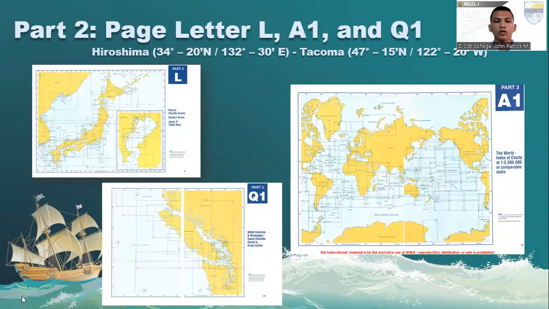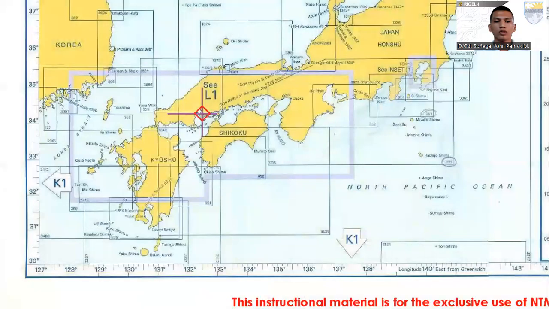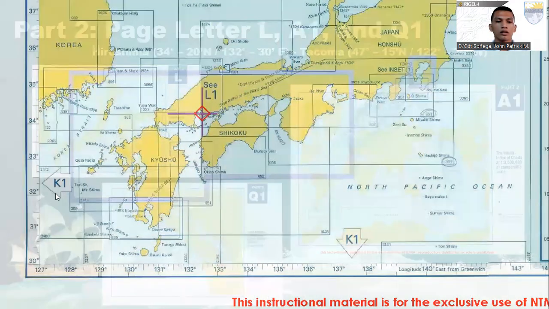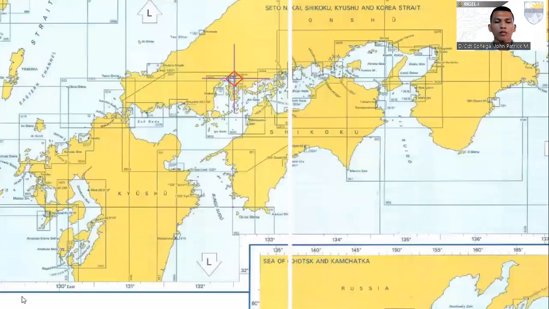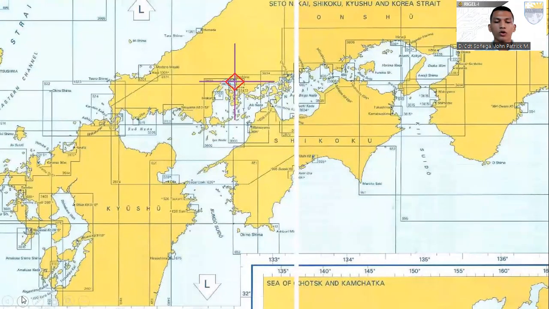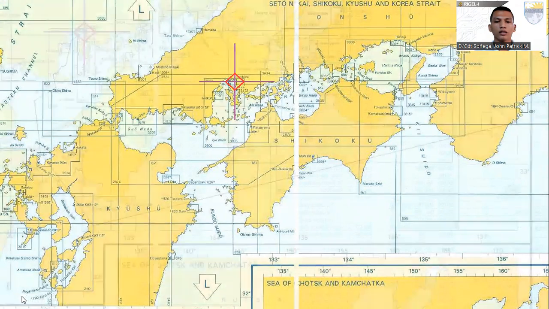So let's go to Part L. This is our Part L, and we plotted here the Hiroshima port. We see that it says L1, so we will go to L1. This is Part 2, L1, and we are going to plot our position again. That is Hiroshima, more detailed because it has a large scale.